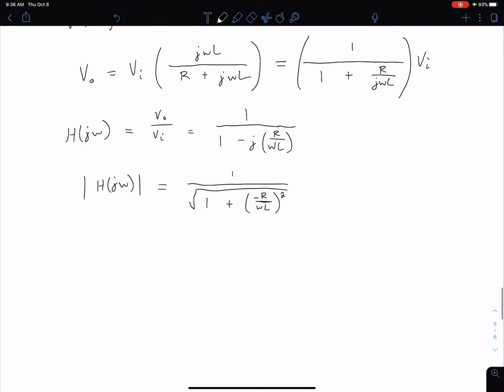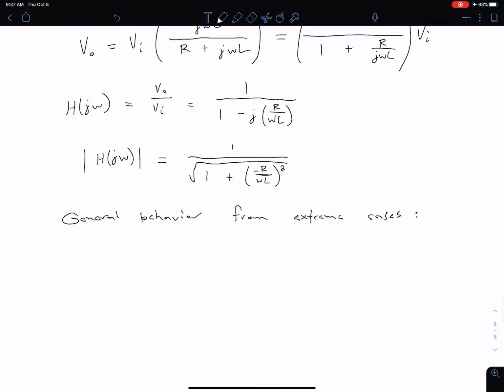Now we can consider our general behavior by considering our extreme cases, as we've done before. This is always a good place to start if we don't necessarily know what a circuit is doing. We can consider extreme cases: omega equals 0 and omega goes towards infinity, basically a really large number.